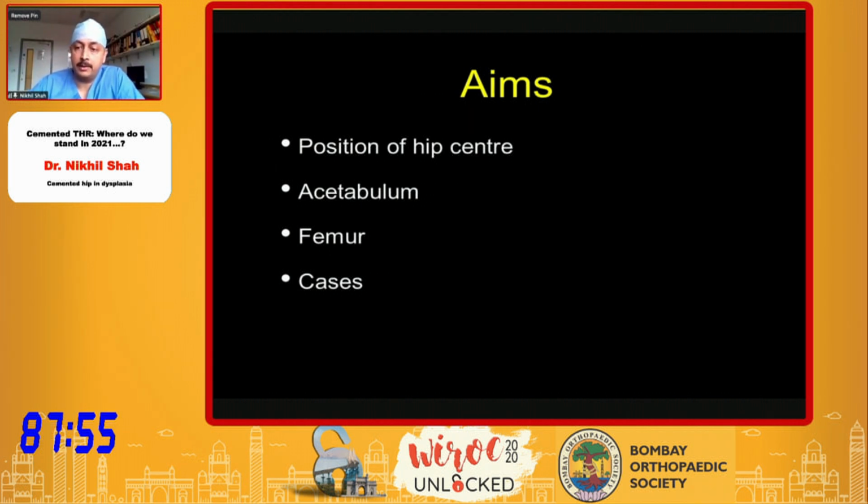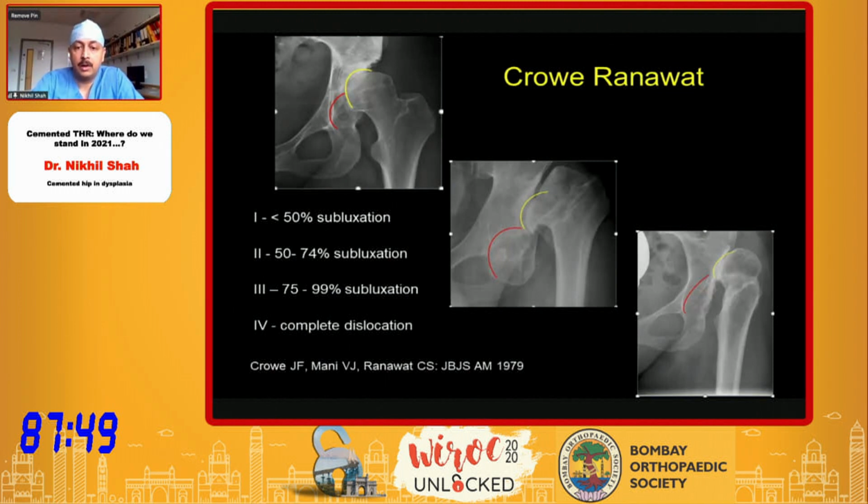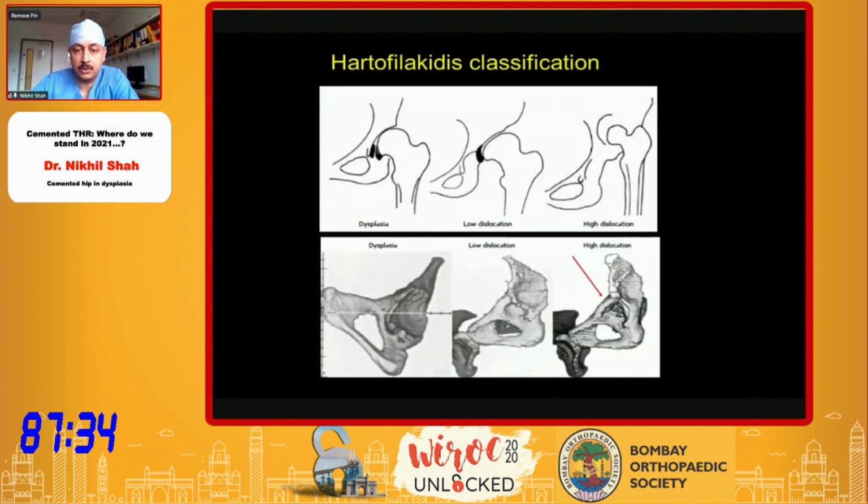How am I going to handle the acetabulum? What am I going to do to the femur? And then we will try and see this with some cases. All of you are familiar with the classification systems of hip dysplasia. We know the Crowe classification, which divides the level of the position of the head into percentages, into 4 types, varying from subluxation to a complete high dislocation.